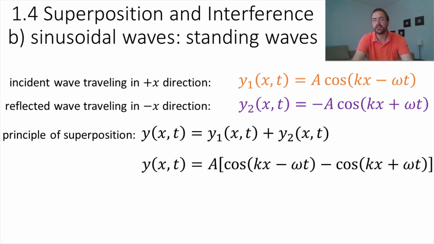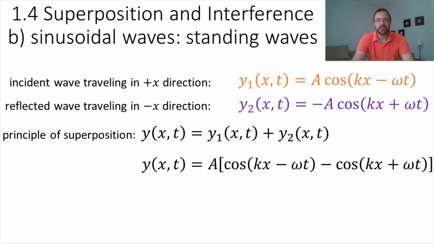And in fact, in the LibreText, we use a more general wave function, but here I'm going to use this simple wave function. Now let's look at the reflected wave. It will be traveling in the minus x direction, so it will have cos(kx + ωt). And for a fixed end, it will be inverted. So there will be minus A instead of plus A for the amplitude.